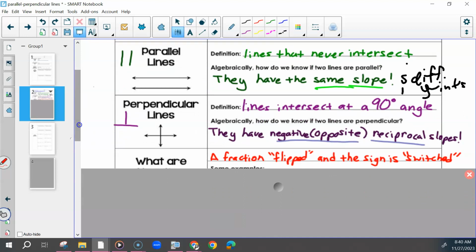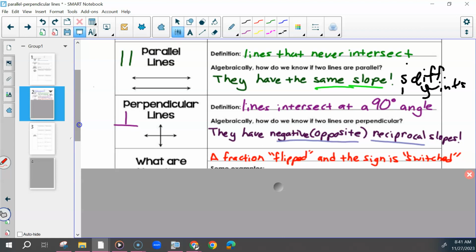Last class we investigated parallel lines and perpendicular lines, what about their slopes, what about the y-intercepts, and things like that. So the definition of parallel lines is lines that never intersect. They go in the same direction, they never cross. Algebraically, we know two lines are parallel if they have the same slope, and different y-intercepts, which we talked about before.